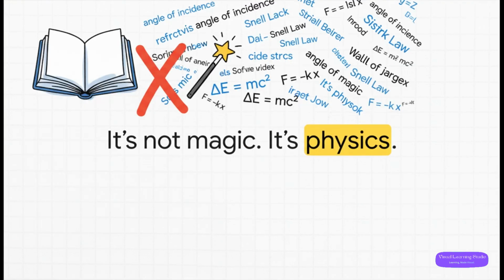Now, you could crack open a textbook and get slammed with a bunch of jargon. Things like angle of incidence, refractive index, Snell's law. And it can feel pretty intimidating. But here's the thing. It's not magic. And it's nowhere near as complicated as it sounds.